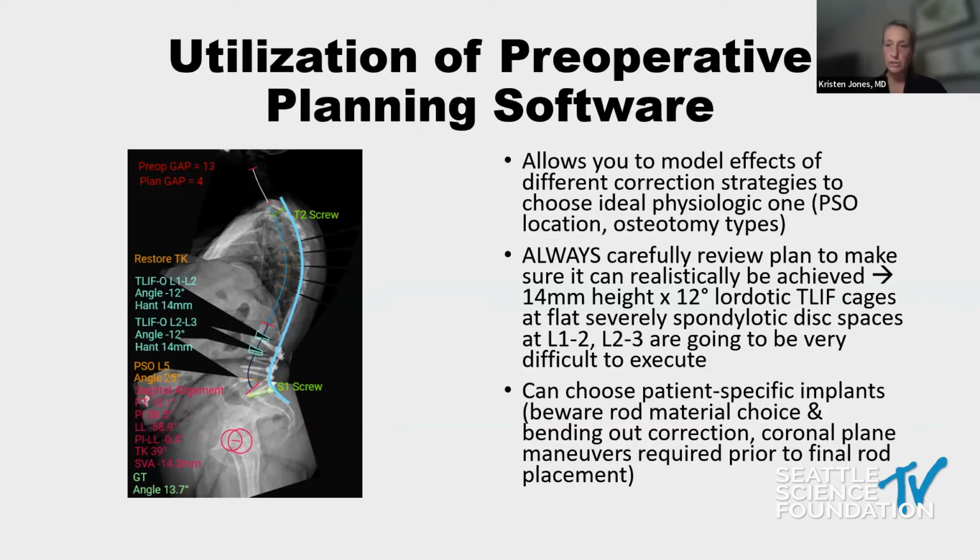And you can choose these patient-specific materials such as pre-bent rods, et cetera. And there was a lot of talk today about rod bending and notching. I think one of the advantages of using a pre-bent rod for a 3-column osteotomy is that the rod will often have close to a 90-degree bend, and if you're doing that intraoperatively, certainly you can introduce notching and repeated bending to get it right. So that is one advantage of a patient-specific rod.